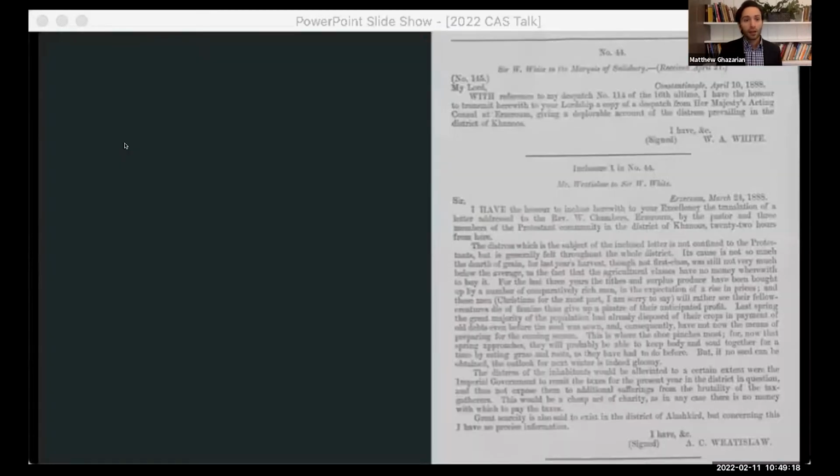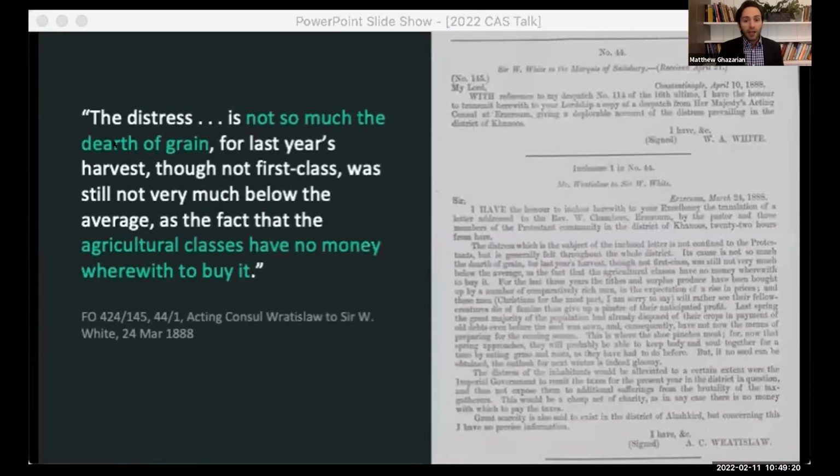He writes, "The distress is not so much the dearth of grain, for last year's harvest, though not first class, was still not very much below the average, as the fact that the agricultural classes have no money wherewith to buy it." So this observation suggests that the issue here was a shift in the terms of exchange rather than an absolute lack of food, what Amartya Sen would call a failure of exchange entitlements.